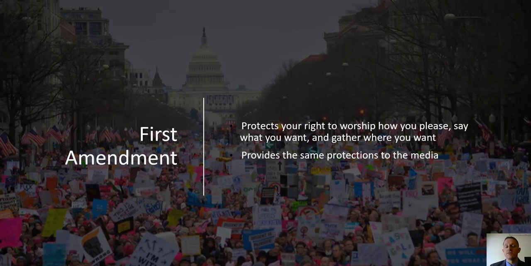One core theme you see throughout the Constitution is focus on protecting minorities. The framers understood that under democracy, majority rules, and so therefore minorities can be abused, and so you have to put protections in there.